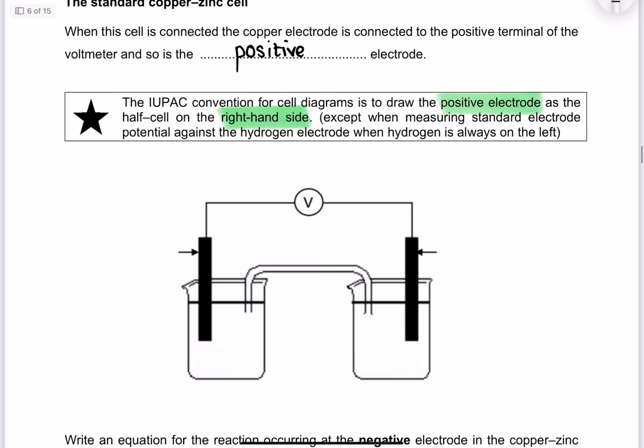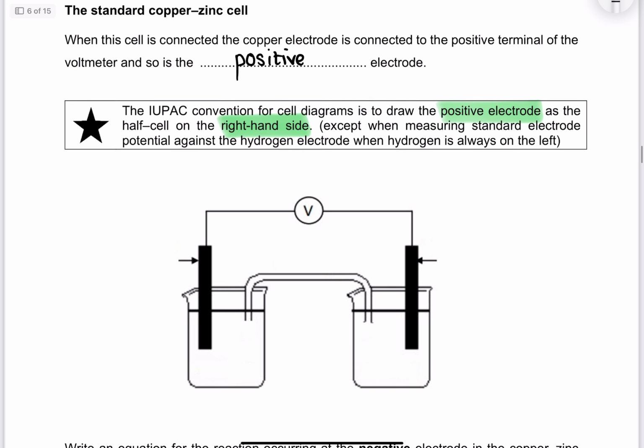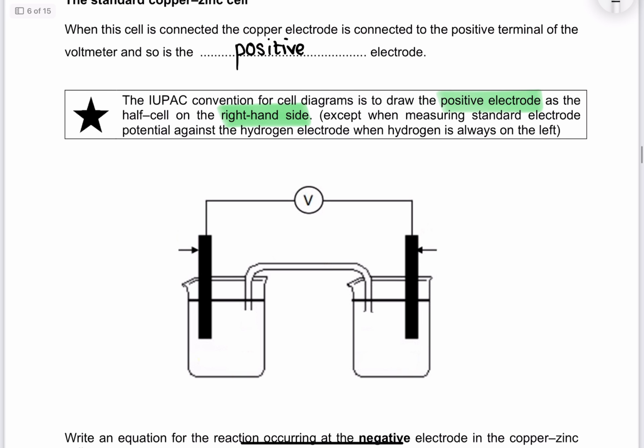And so we were saying that the copper is our positive half cell. So we're going to put the copper on this side. So remember those two half cells had these two half equations, always written as reduction.